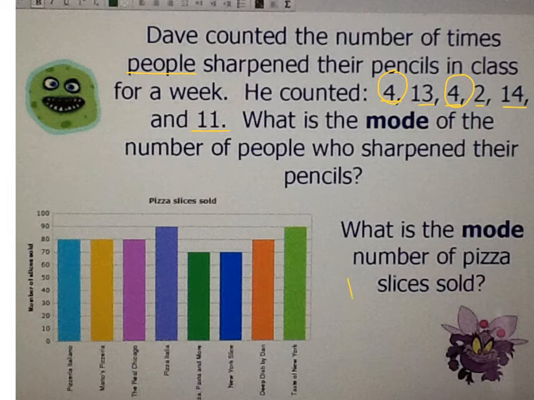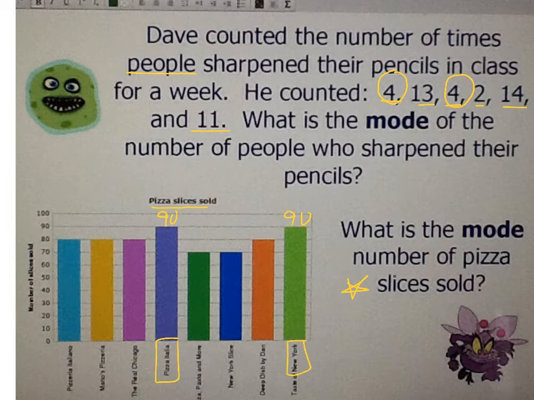In a bar graph, however, we're talking about which ones got the most. In this case, it is which type of pizza is the most popular. What's the mode? It turns out that 90 is the highest, and the mode would be this kind of pizza and this kind of pizza.